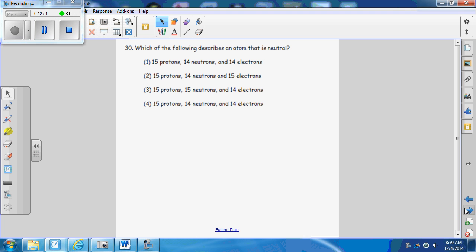Which one of these describes an atom that is neutral? Well, right away, 2 of the answers are the same. So common sense would tell you, get rid of those, because they can't be the right answer. So 1 and 4 are both the same. Get rid of them. Now you're left with 2 of them. This one has 15 protons, 14 neutrons, 15 electrons, 15, 15, 14. So only 2 things are the same.